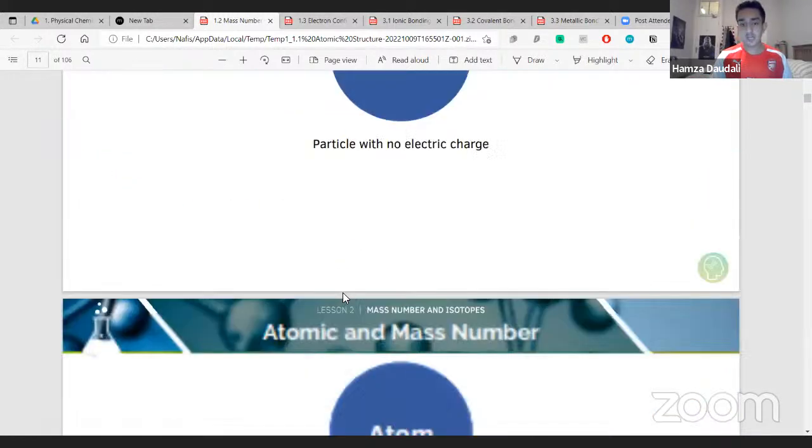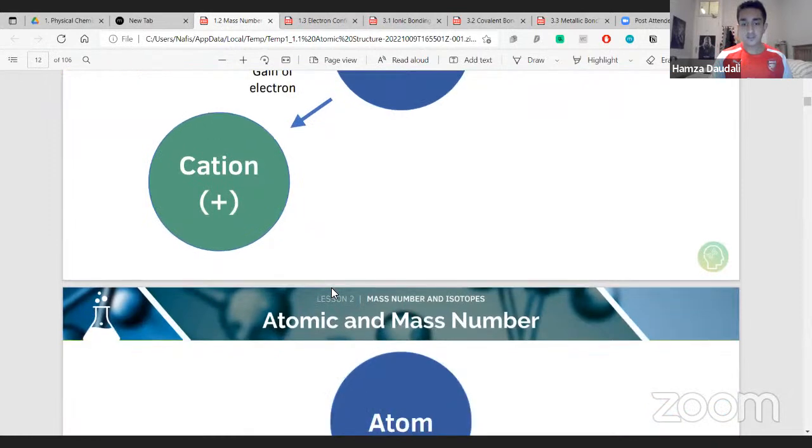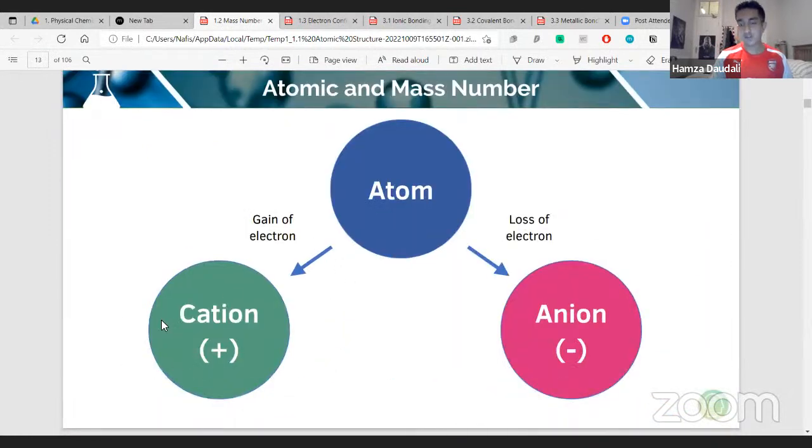So a particle with no electric charge, if it gains an electron, is going to become a cation. The way I think about that is kind of like cats, and cats are quite cool, and so I feel positive about them. And the other, the loss of electron, forms an anion, and the way I remember that is anion sounds like onion, and onions make you cry when you cut them. So that's a good way of remembering the difference between cation and anion.